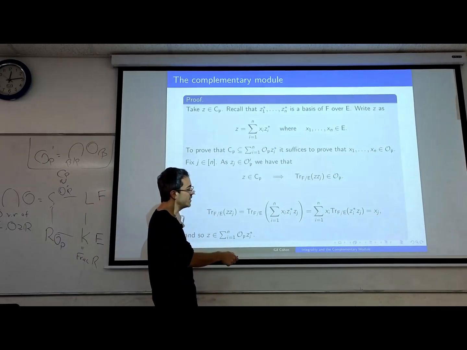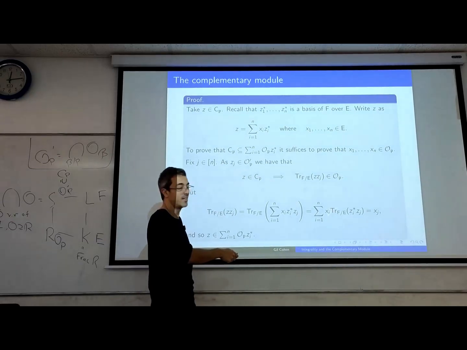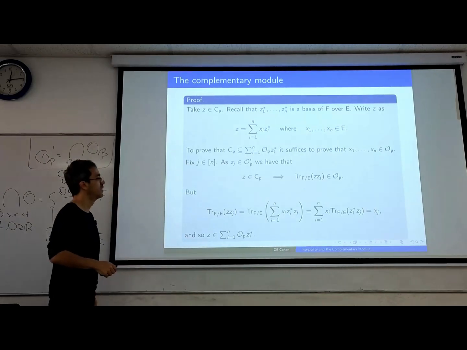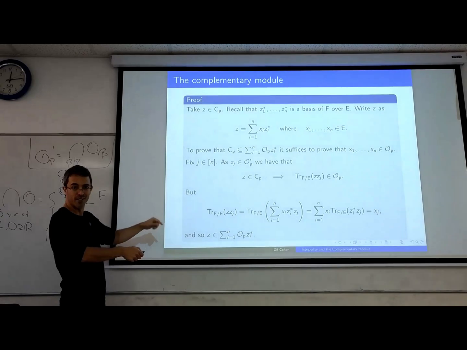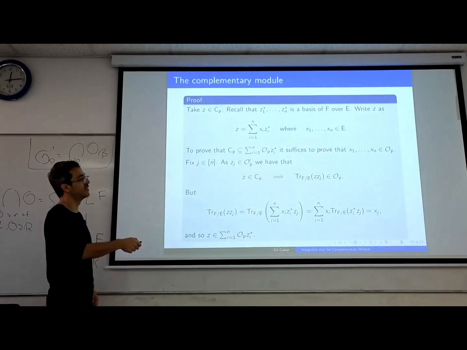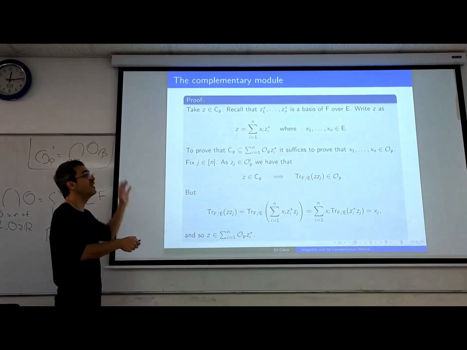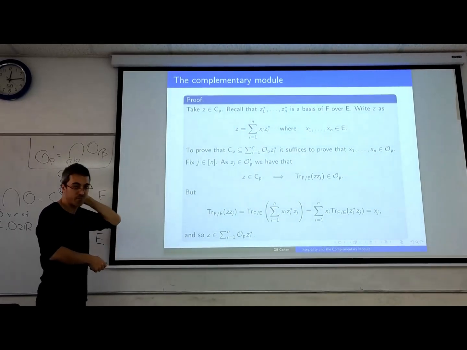And now what is this thing? Exactly, so this is just 1 or 0 depending on whether or not i equals j. So all the summands are going to be killed except for i equals j, which will give you just xj. So this means that xj is this thing, but that thing is in OP from before. So xj is in OP as we wanted. Right, so that's what we wanted to do. I mean, we wrote z like that. Initially, the xi's were in E, but now they're actually in OP. We know that they're in OP.